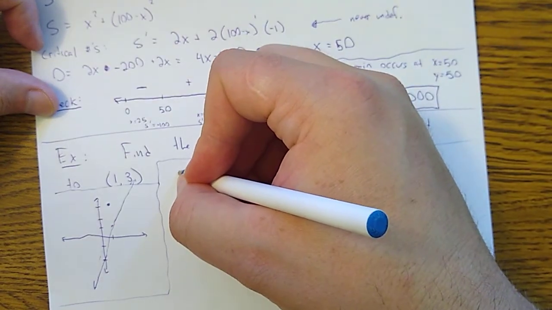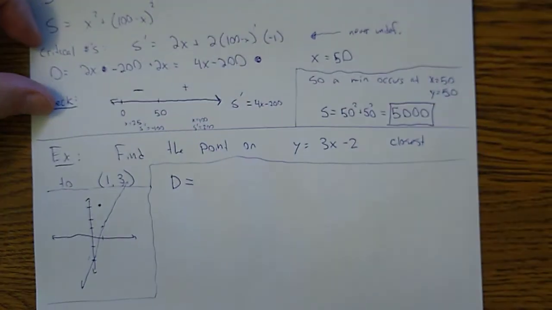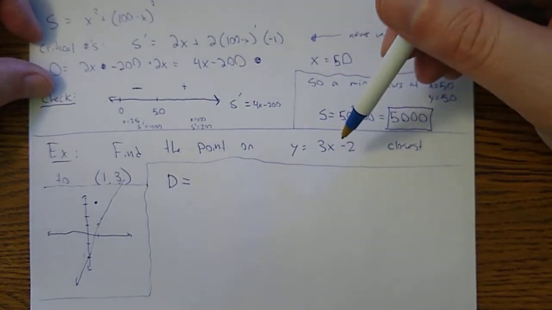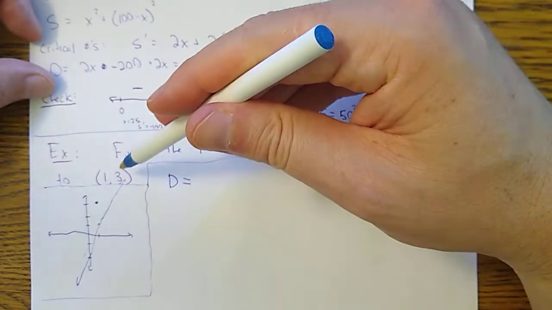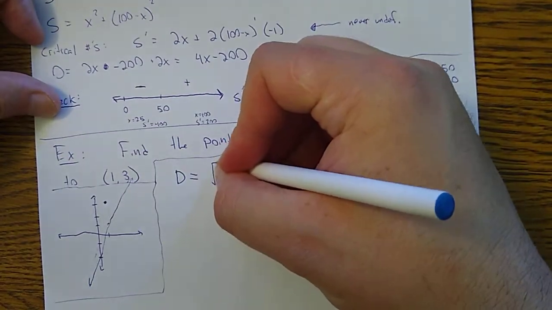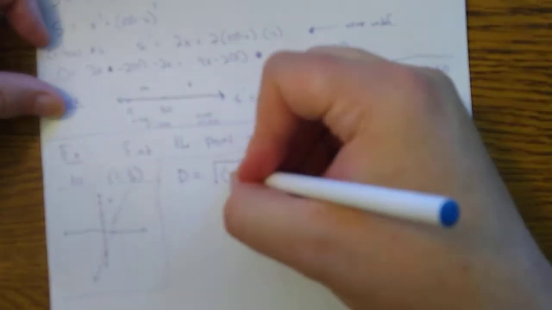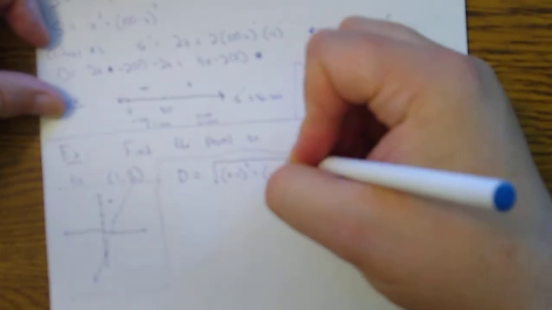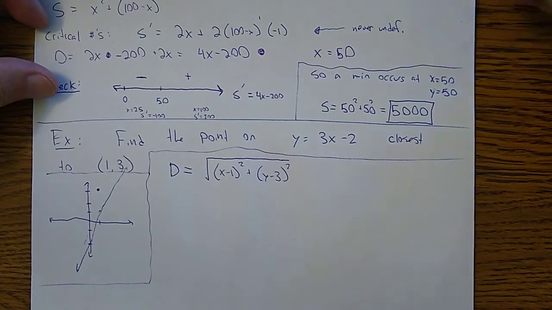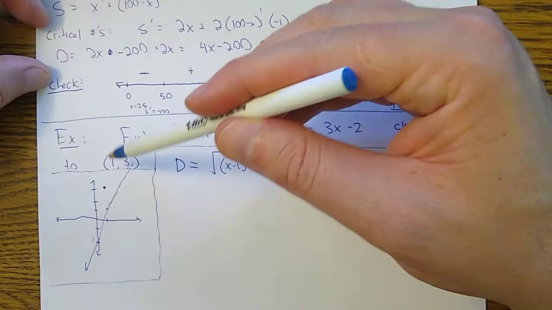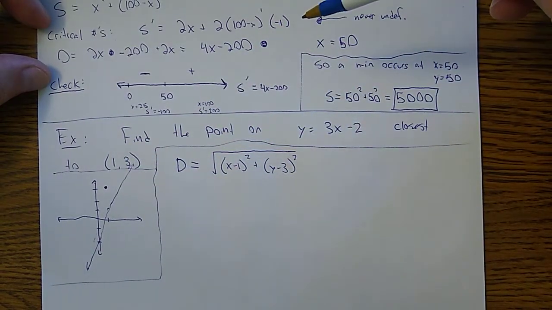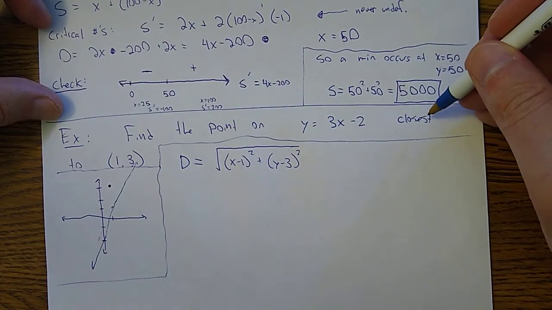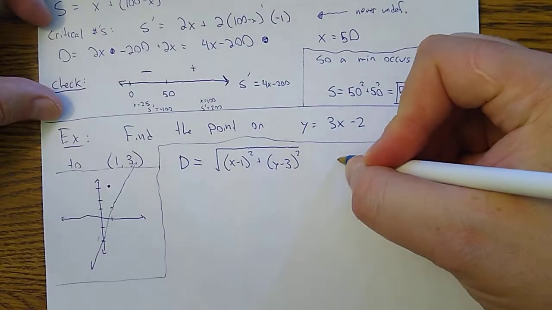So say I have a point, x comma y, and this question is about the distance from that point to this point. So the question is about this. It's about the distance between a point and this point, 1, 3. In particular, I want the closest distance, so I want to minimize this.